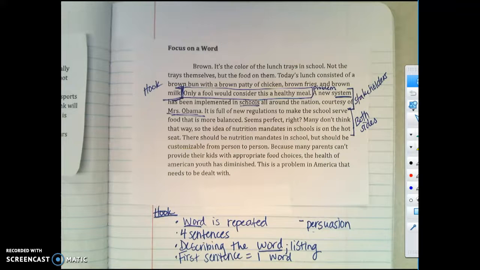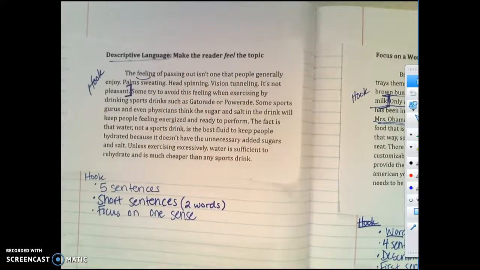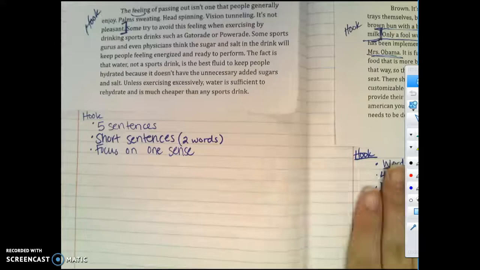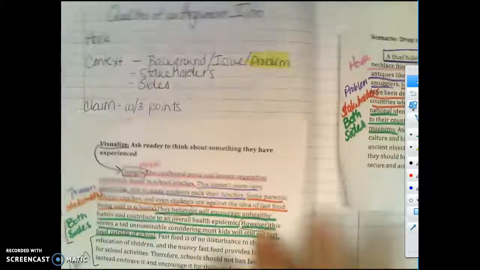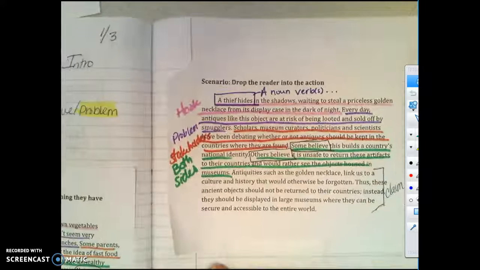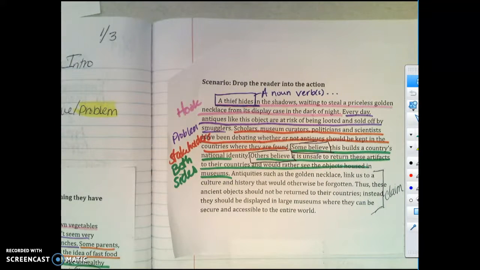So your job is to practice, focus on a word, and to practice a descriptive language hook in the space below, so that I know that you have seen and that you have practiced these, because we have already practiced the imagine hook together and we've practiced the scenario hook together. Okay? And then at that point you will have practiced 4, and you'll kind of get an idea of which one you prefer and which one you might want to use in the future.